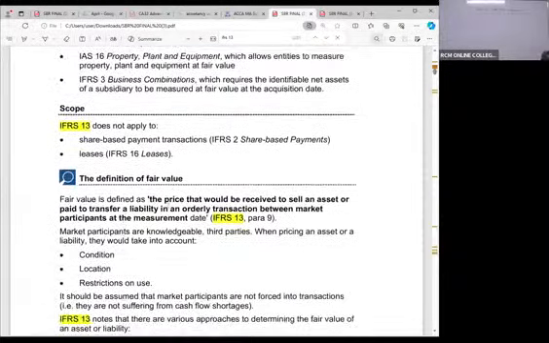The definition of fair value: fair value is the price that would be received to sell an asset or paid to transfer a liability in an orderly transaction between market participants at the measurement date. IFRS 13, paragraph 9. The price that would be received to sell an asset, that's what I would stick with. If I sell this asset of mine, ladies and gentlemen, this is the price that I'll be able to receive, or pay to transfer a liability in an orderly transaction between market participants at the measurement date.